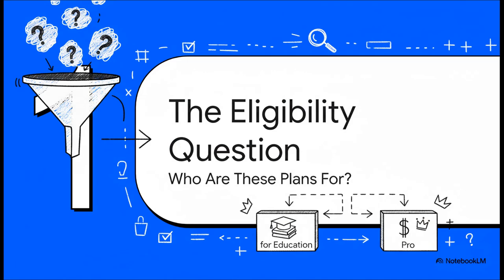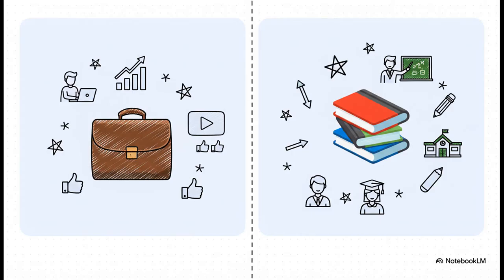Okay, before we dive into all the cool features or talk about price, we have to start with the most important question of all, eligibility. This is really the first step because you can only pick a plan that you actually qualify for. So who's in which camp? It's pretty clear. Over here, we've got Canva Pro. This is built for the pros, right? The freelancers, the small businesses building their brand, the content creators.